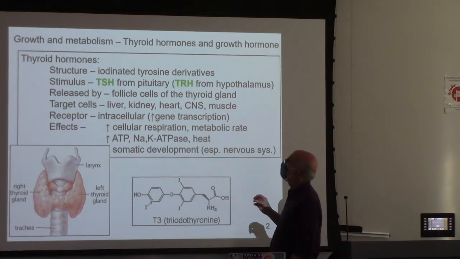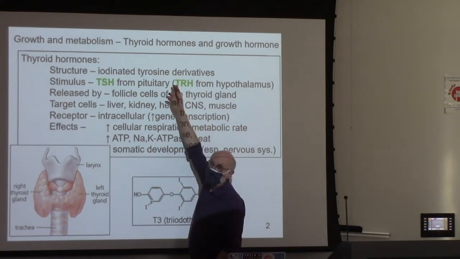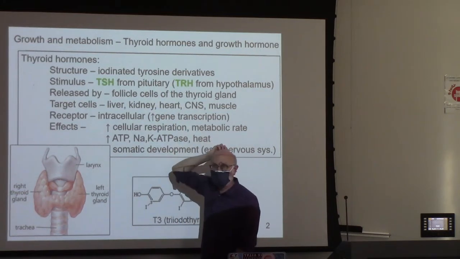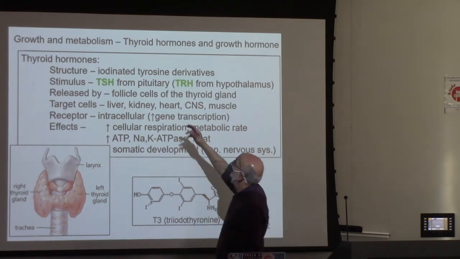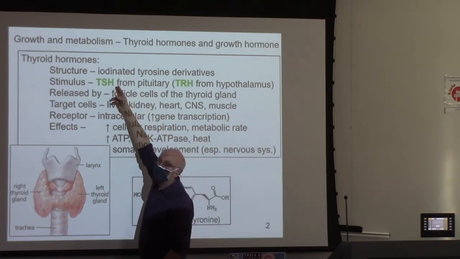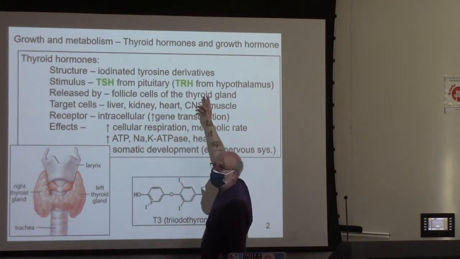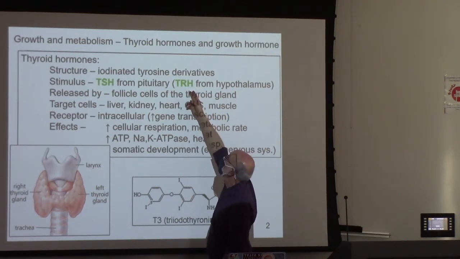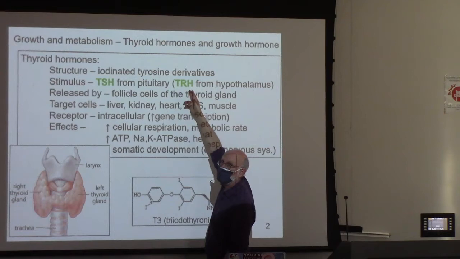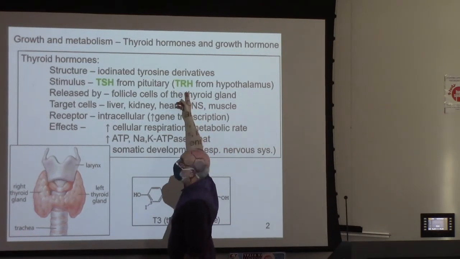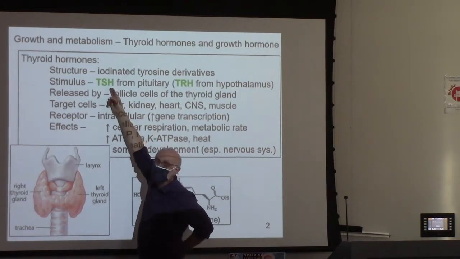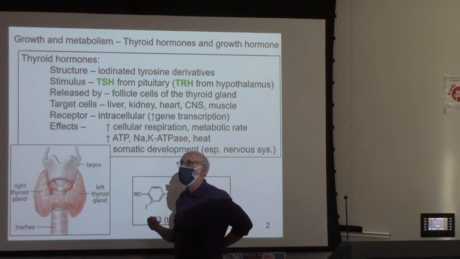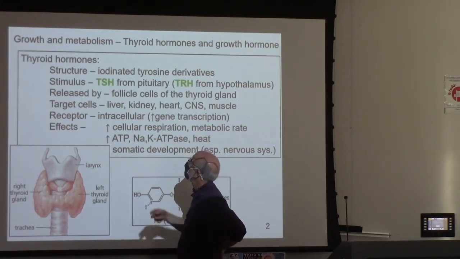So thyroid hormones are amines. They're iodinated tyrosine derivatives. You need dietary iodine to make thyroid hormone. The stimulus is TSH from the anterior pituitary, which received its stimulus from the hypothalamus by the release of TRH into the portal circulation. So TRH from the hypothalamus stimulates the thyrotropes of the anterior pituitary to release TSH, which tells the thyroid gland to release thyroid hormones.